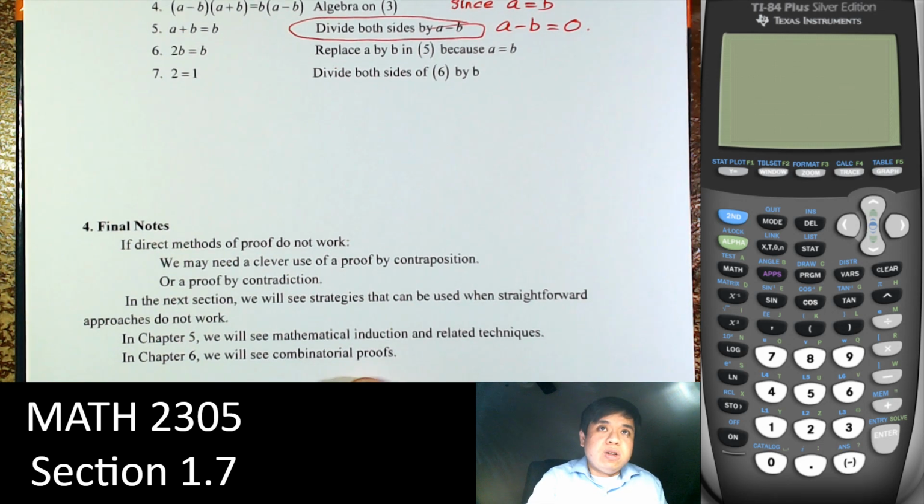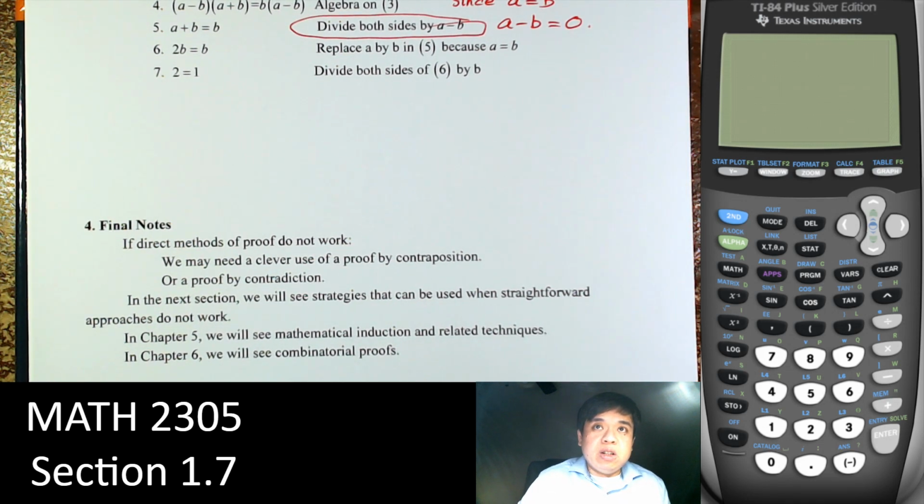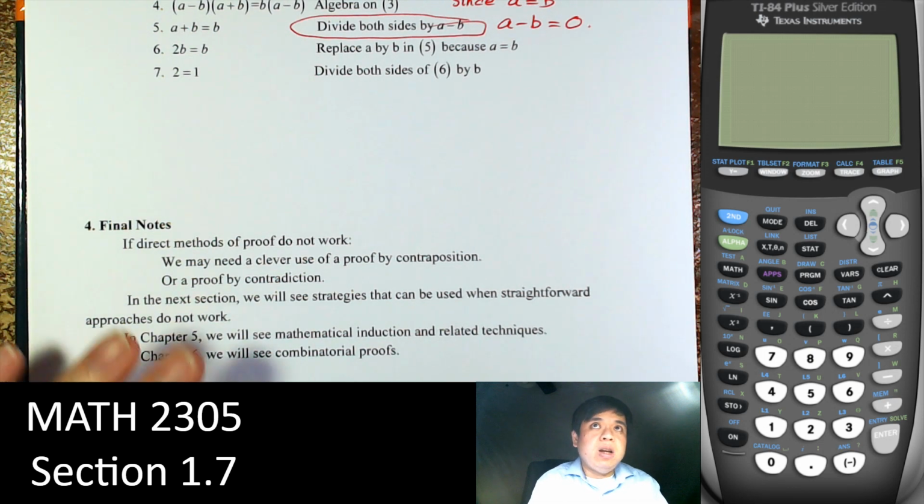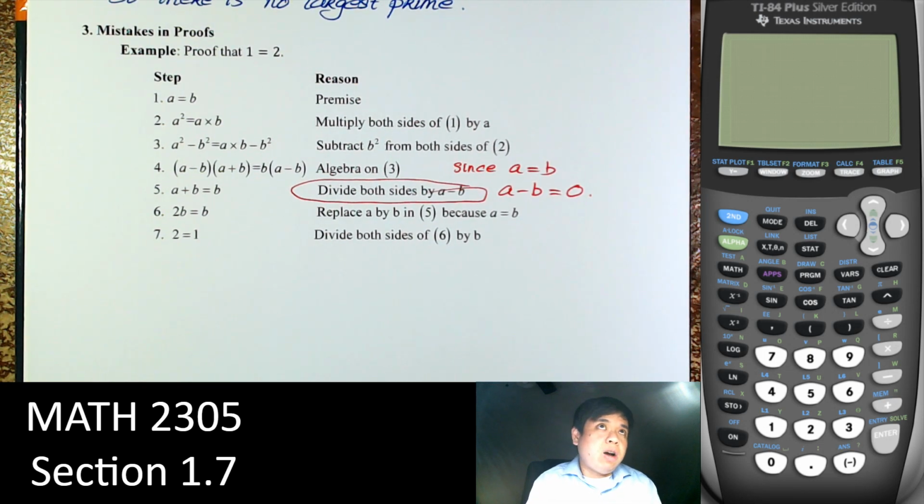And a final note: there will be a lot of different strategies, but usually for a proof we take some creative way to prove. Of course, we'll study more of that in a later chapter. But for now, I'm going to stop at this point for section 1.7.